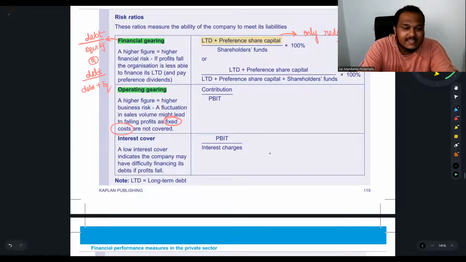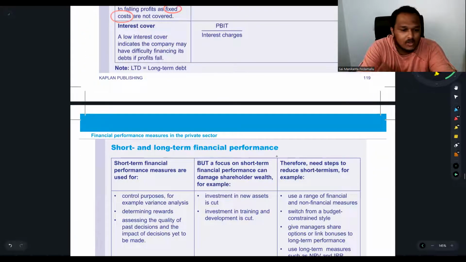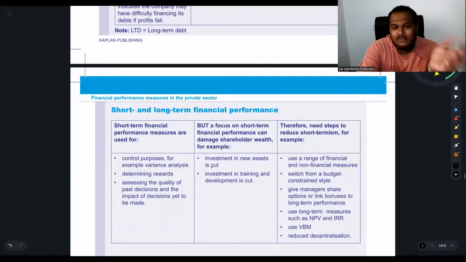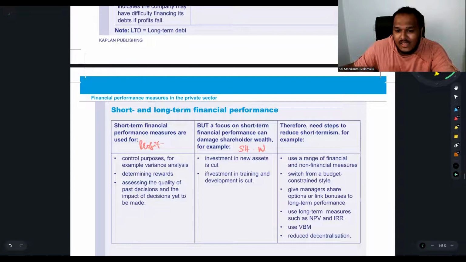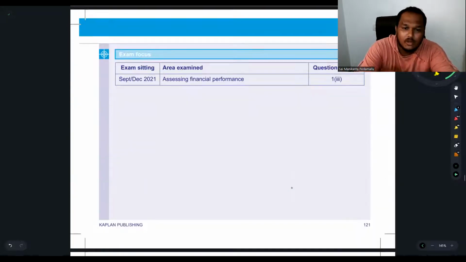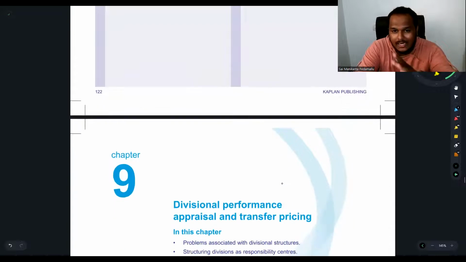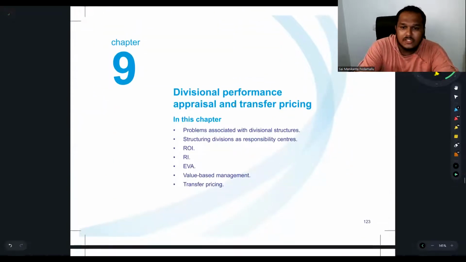Then you have your interest coverage, dividend coverage, all that nonsense. Then short-term financial performance measures versus long-term. Short-term, we might focus on profit. Long-term, we would rather focus on shareholders' wealth maximization, right? So we should try to reduce the short-term nature of the business, and we have to look at the longer period. We have to look at the value addition to the shareholders. So that is your financial performance measures.